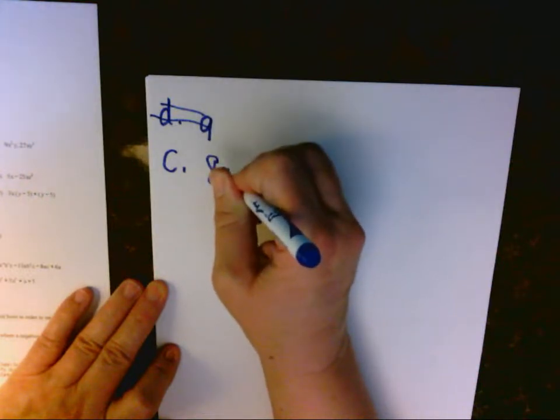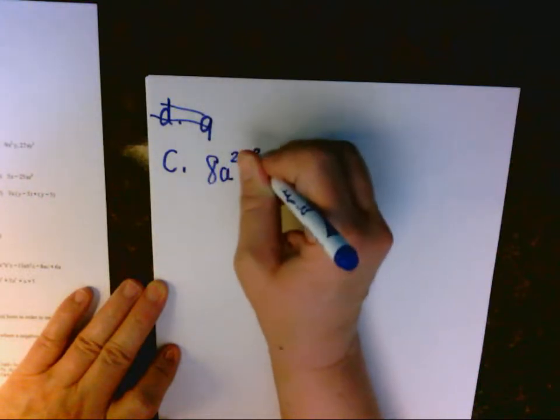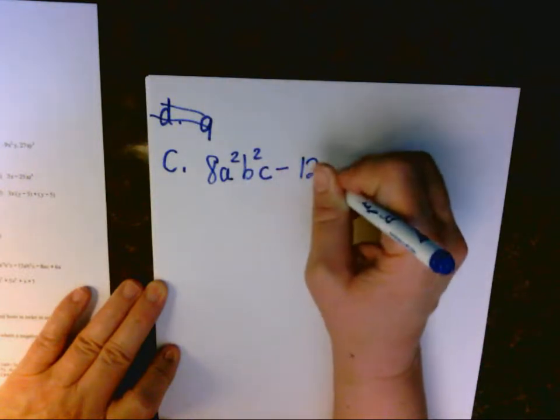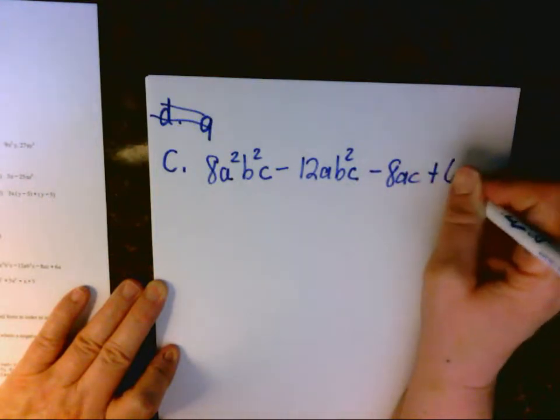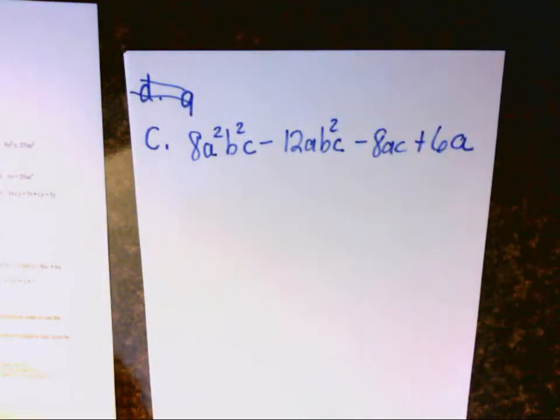8a squared b squared c minus 12a b squared c minus 8ac plus 6a. Maybe there's a reason I did not do that one yet. Very well. Okay, is there a common factor to all of these? Yes. There is a common 2 and a common a.